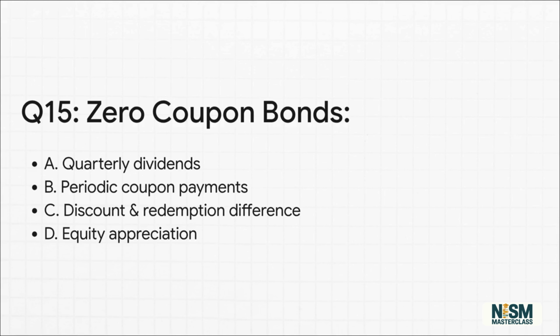The correct answer is option C, discount and redemption difference. As the name explicitly states, zeros pay absolutely no periodic interest or coupons. Instead, they're issued at a steep discount to their face value and then redeemed at par value upon maturity. So your return is quite simply the difference between the discounted purchase price and the final redemption value.